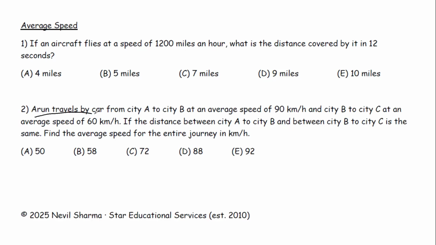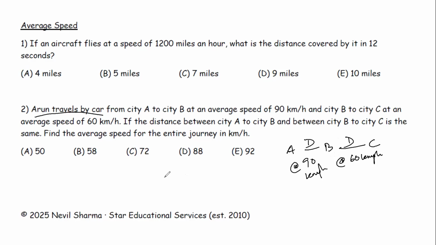Second question. Arun travels by car from A to B at an average speed of 90 kilometers per hour, and city B to city C at an average speed of 60 kilometers per hour, right? So the question is, if the distance between city A to city B and between city B to city C is the same, find the average speed for the entire journey, right?